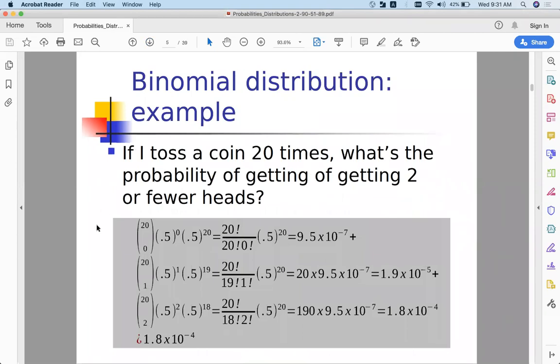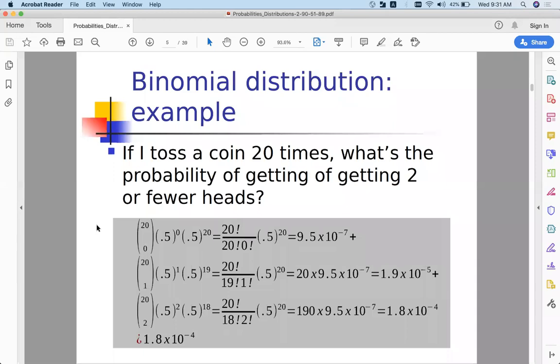If I toss a coin 20 times, what's the probability of getting 2 or fewer heads? You don't need to solve this problem, but can you approach this? Which is basically 0 heads, 1 head, or 2 heads. Since they are asking for 2 or fewer, you will basically add the individual probabilities. Is this question clear for everyone? Yes.